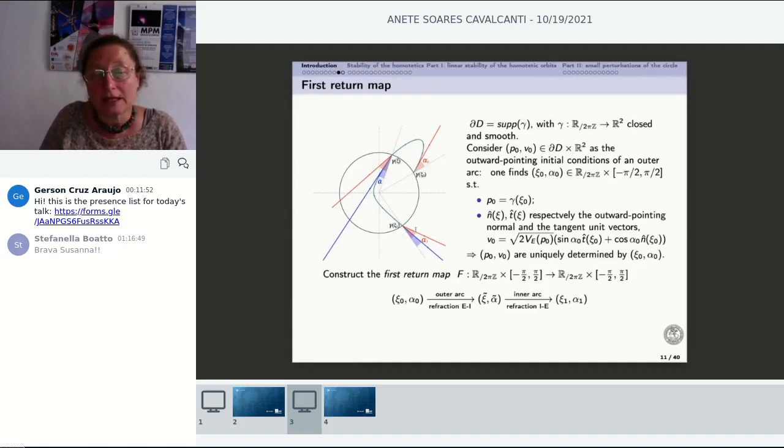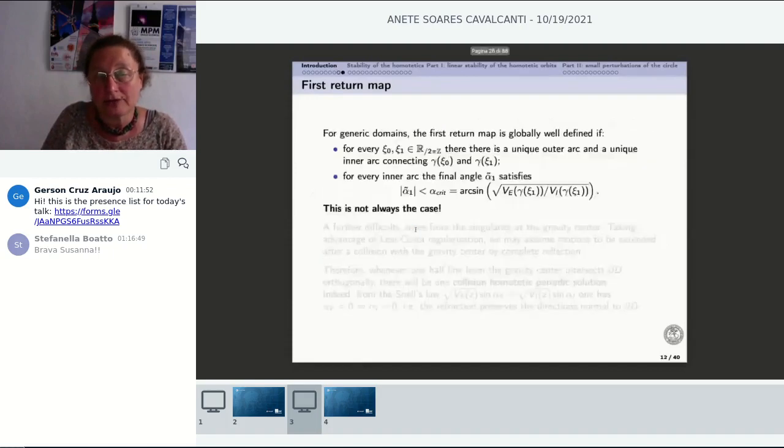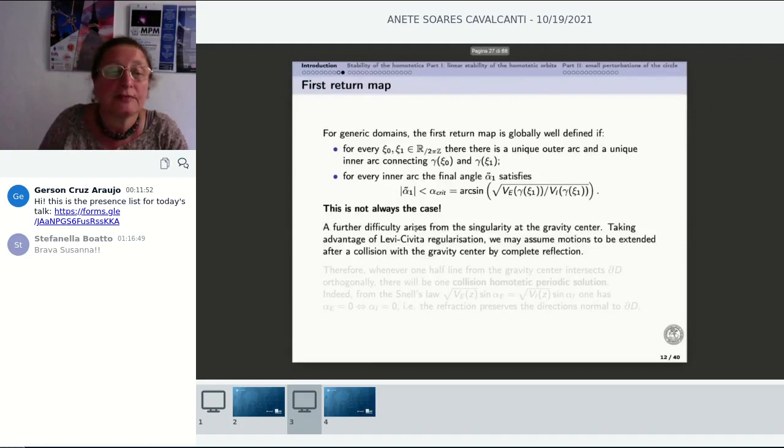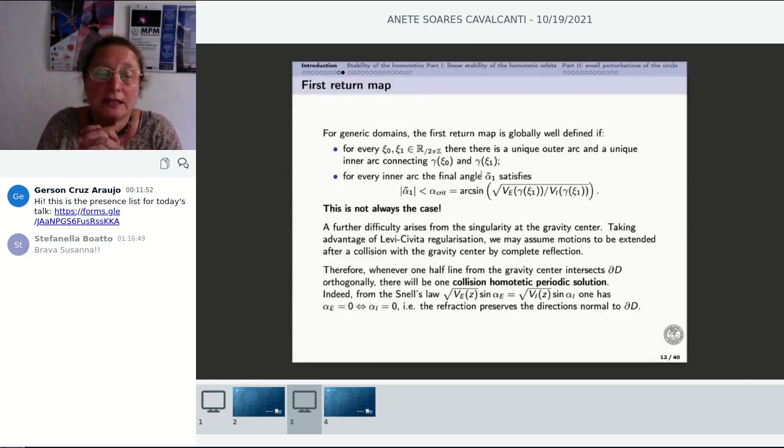Okay, so we have two arcs and two refractions. In general, this map is not well defined. For generic domains, it is not. It requires some conditions. The first is that, from the point Xi0 to Xi1, there should be a unique outer arc and unique inner arcs. And also there is this problem of the criticality of the angle of the intersection. Okay, and then we have another difficulty because at the gravity center, the inner potential is not defined, but this will be overcome by taking advantage of Levi-Civita regularization, and we will extend all motions through the center of gravity by a complete reflection.